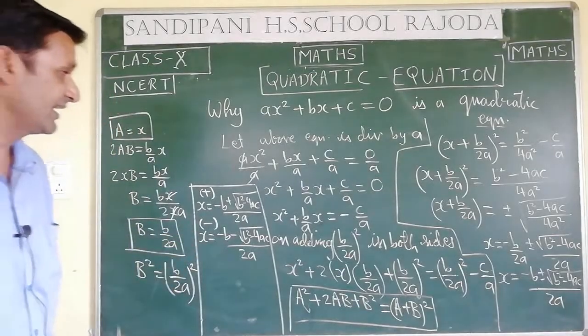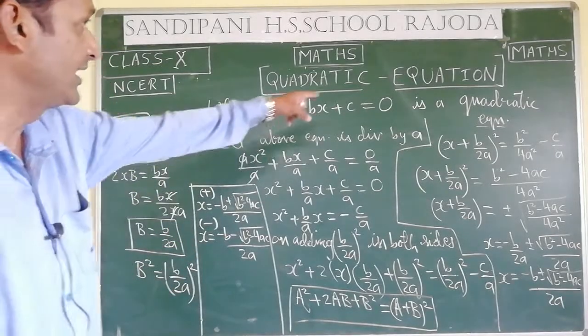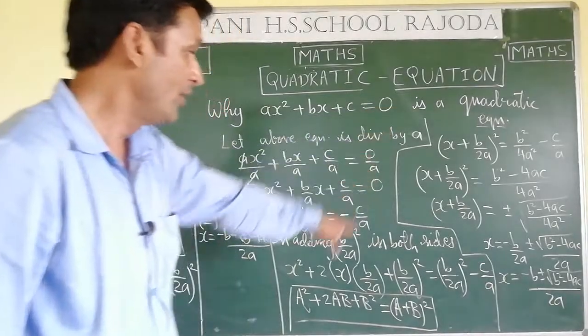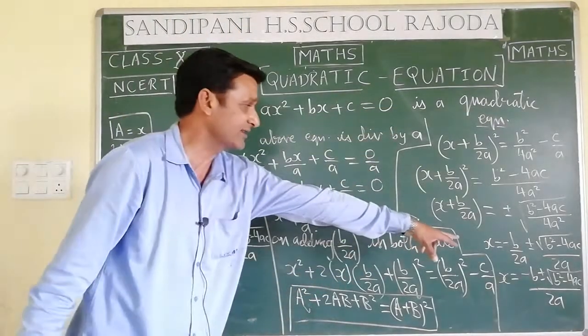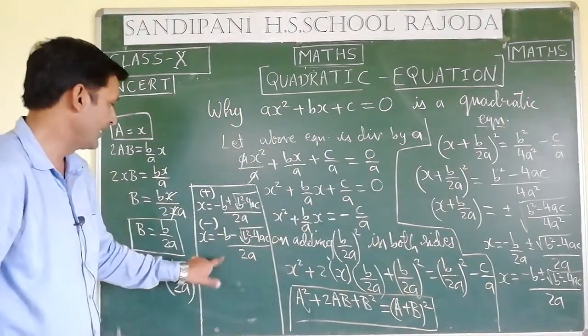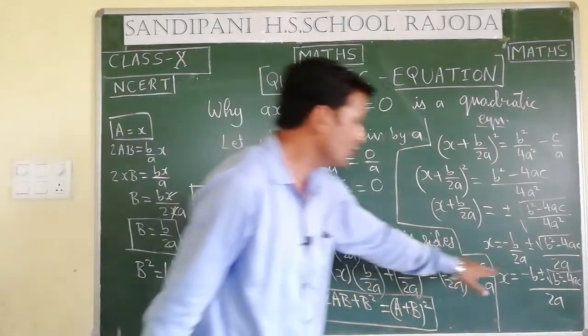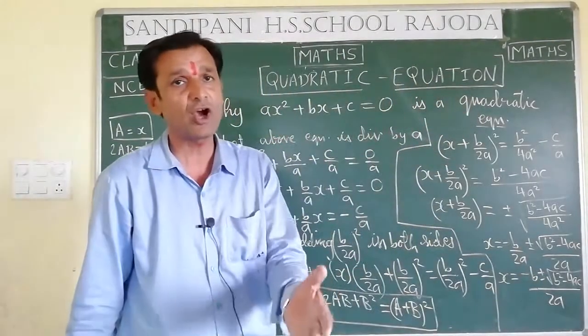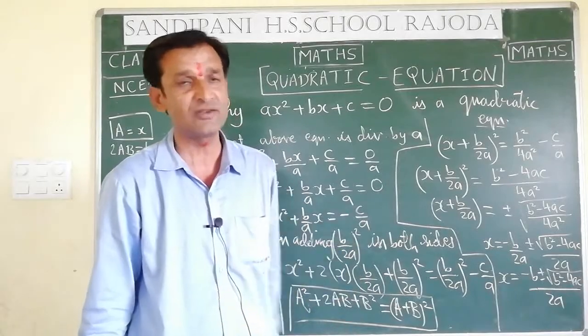So we can say that it is a quadratic equation now, because we are having two values of x. One value is this and another one is this, because we are having two signs, positive and negative. Now let us talk about why we are taking positive and negative signs here.